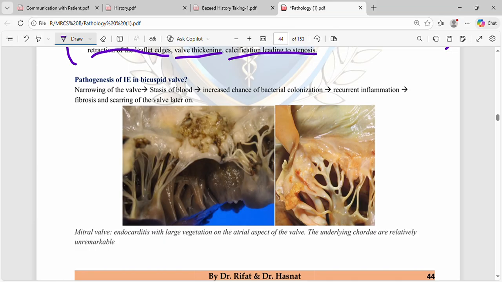Most commonly, infective endocarditis occurs or rheumatic disease affects the mitral valve. It causes mitral valve stenosis because of these two cusps. So the question is the pathogenesis of infective endocarditis in bicuspid valve: scarring of the valve, stasis of blood, increased chance of bacterial colonization, recurrent inflammation, fibrosis, and scarring of the valve later on.